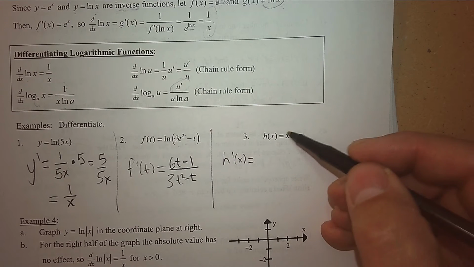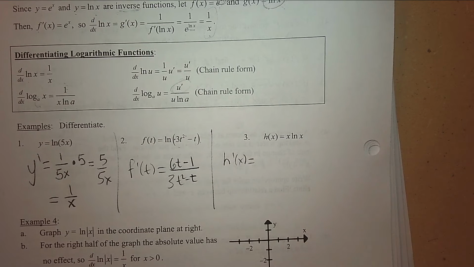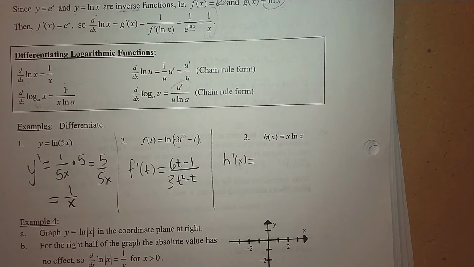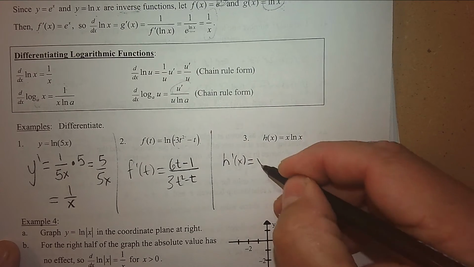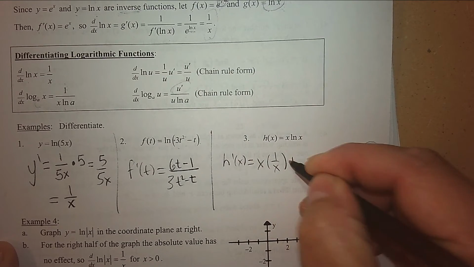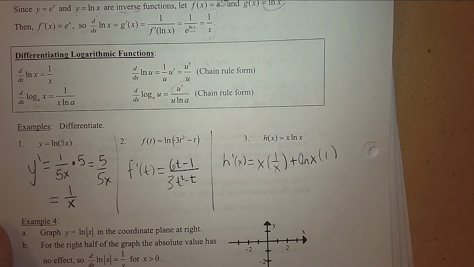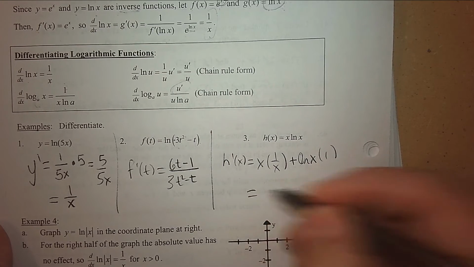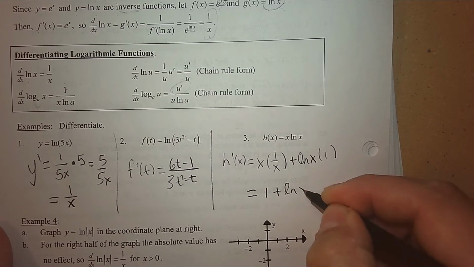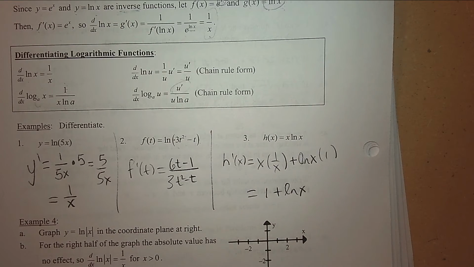If the x in front was just a constant, then you're not multiplying two things with variables. That's the product rule. What is the product rule? The first times the derivative of the second, plus the second times the derivative of the first, got it? And then we could simplify this. And the answer is 1 plus ln x.